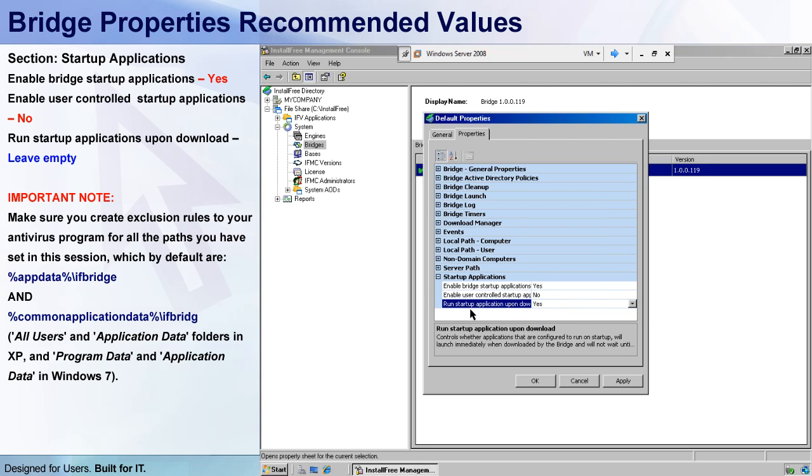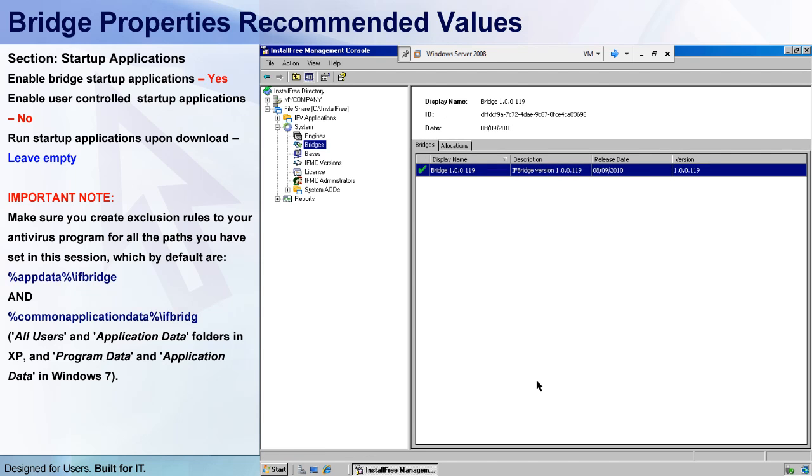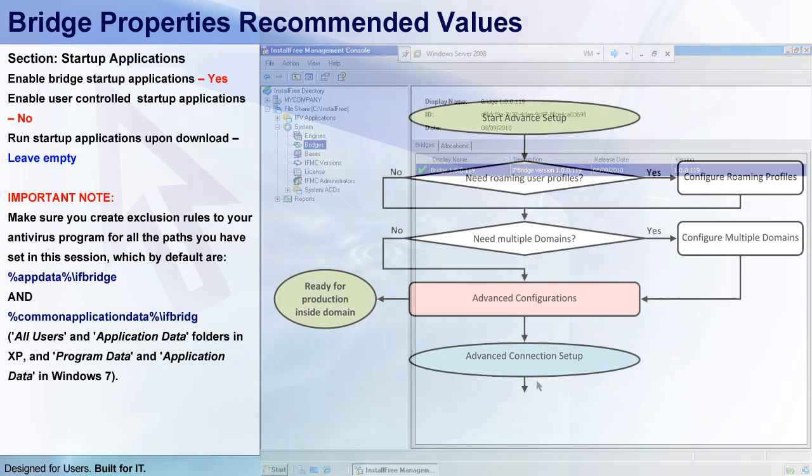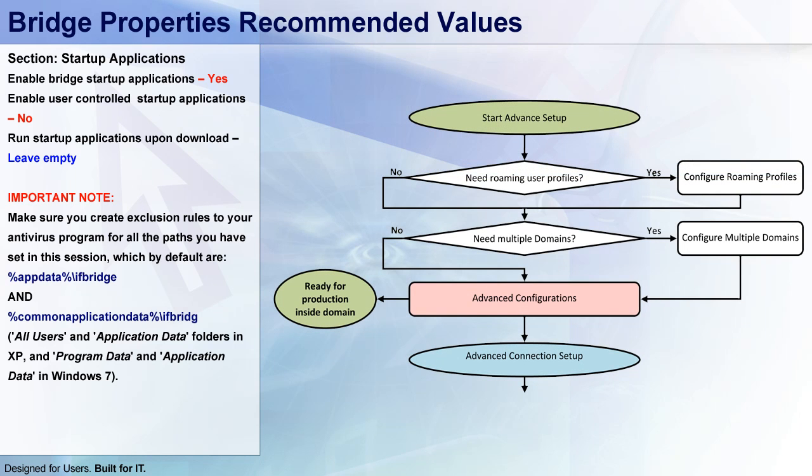So we're done with configuring the bridge properties. So I'll click Apply and OK to make sure the changes will take effect. And this basically concludes the advanced configuration step, which is the last section in the advanced setup phase. At this point, your install-free bridge suite is production ready for endpoints within a domain that are connected to the install-free file share over SMB.